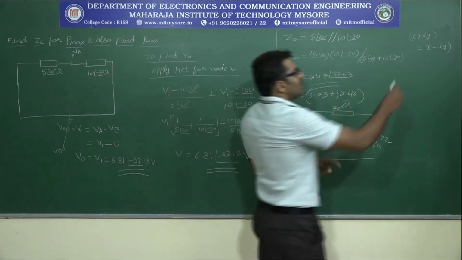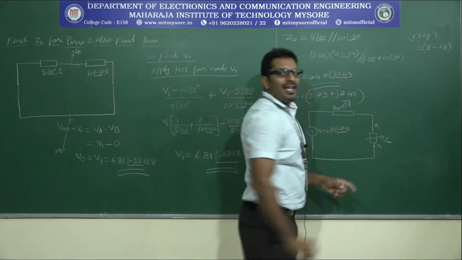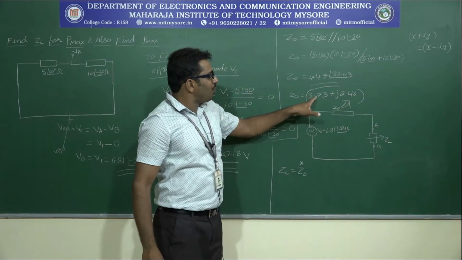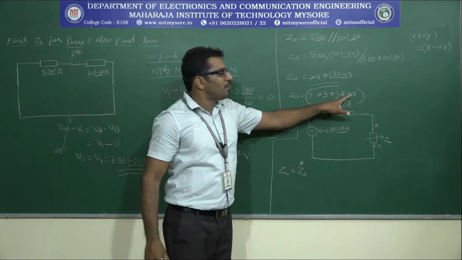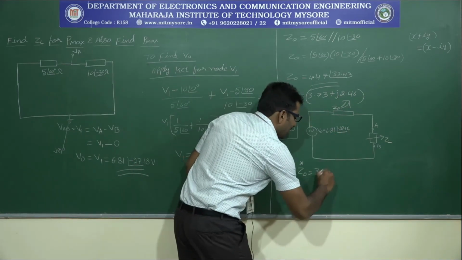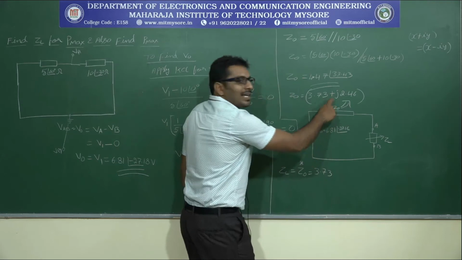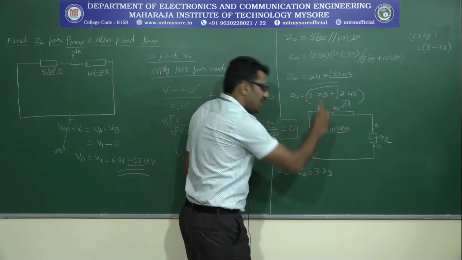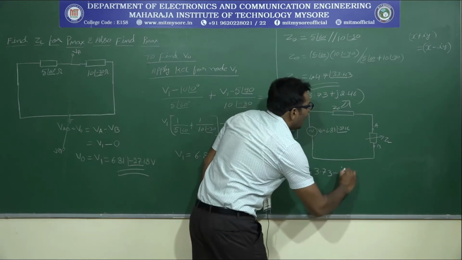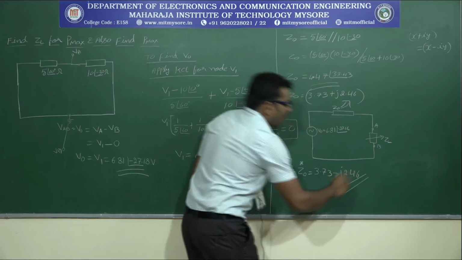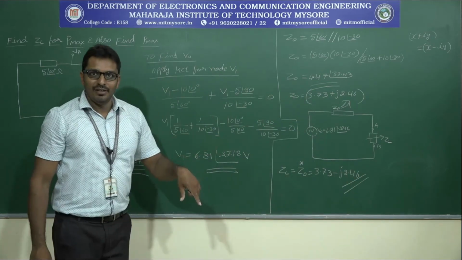What is the complex conjugate of x plus iy? x minus iy. What is the complex conjugate of 3.73 plus j2.46? 3.73 minus, this imaginary coefficient sign becomes minus, j2.46. This is the value of ZL for what?